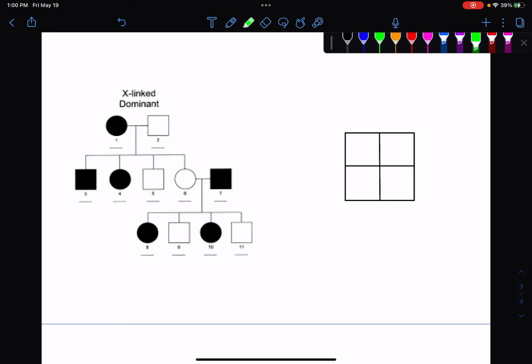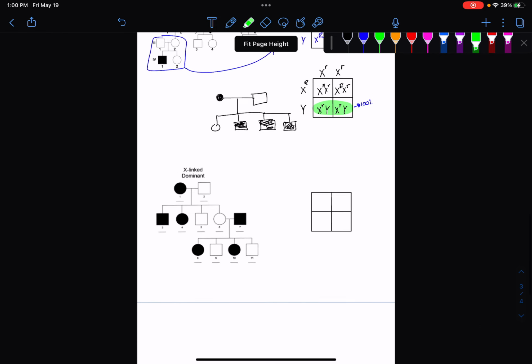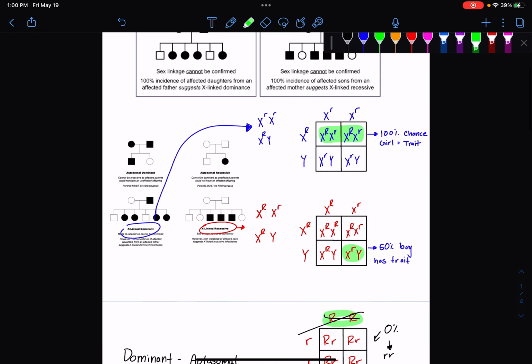Okay, X-linked dominant. This one, the key is that, gosh, I have to remember. Let me see, hang on. Let's go back up to the top. You see, I'm still forgetting this stuff. X-linked dominant.